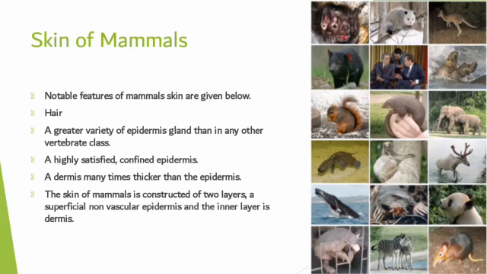Then skin of mammals. A notable feature of mammal skin is a greater variety of epidermal glands than in other vertebrate classes, a highly stratified epidermis, and a dermis much thicker than the epidermis. The skin of mammals is constructed of 2 layers: a superficial non-vascular epidermis and the inner layer, the dermis.